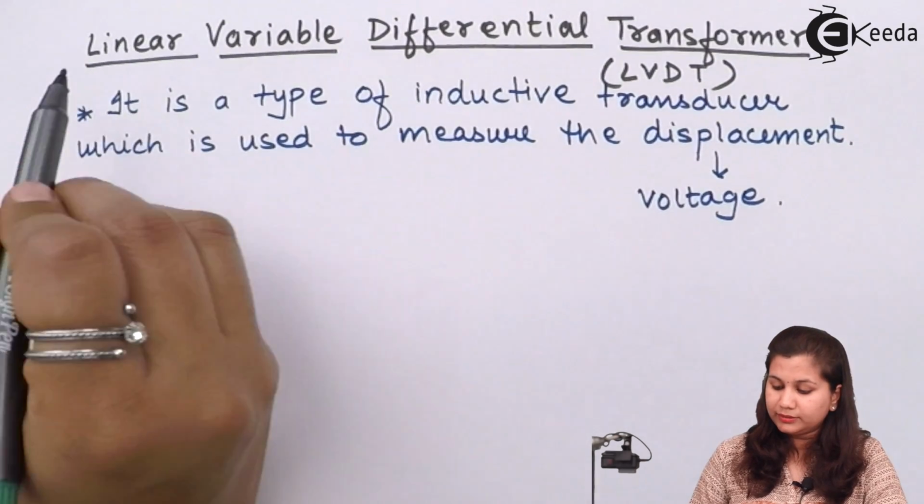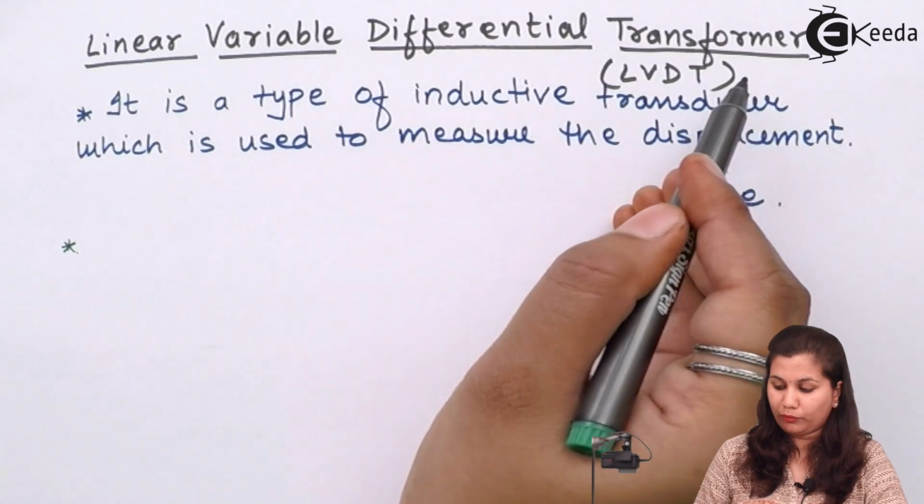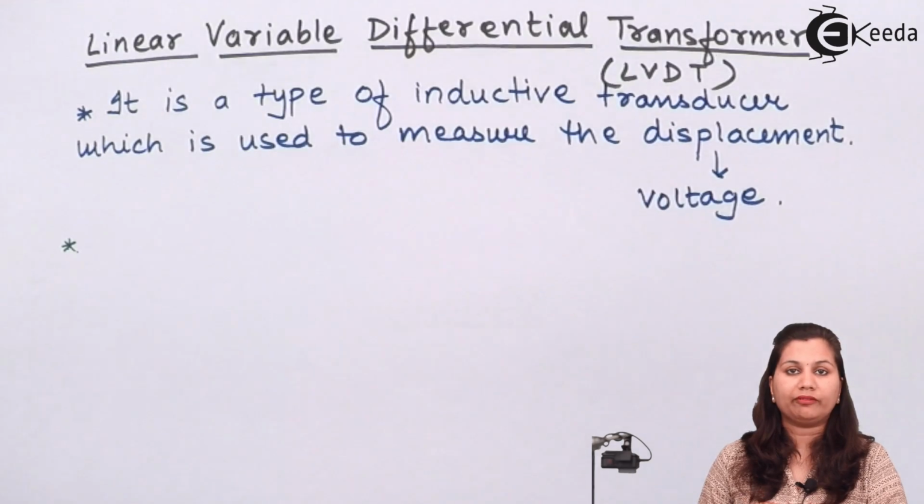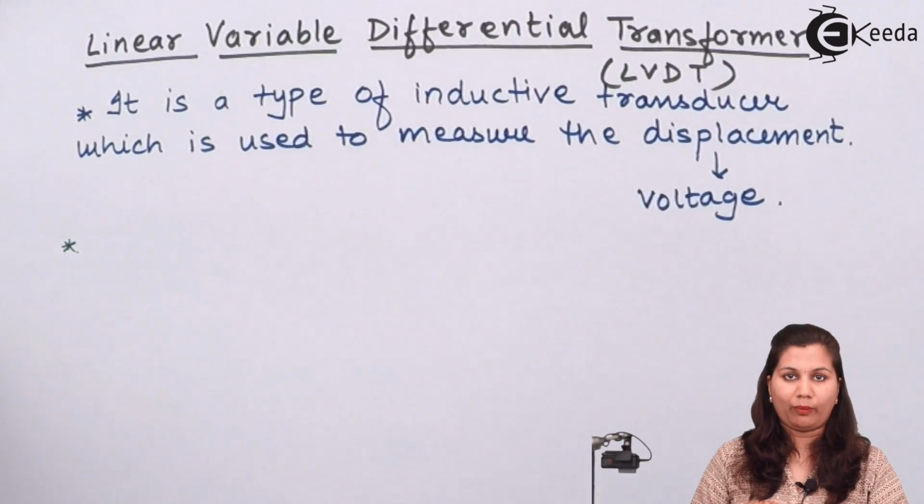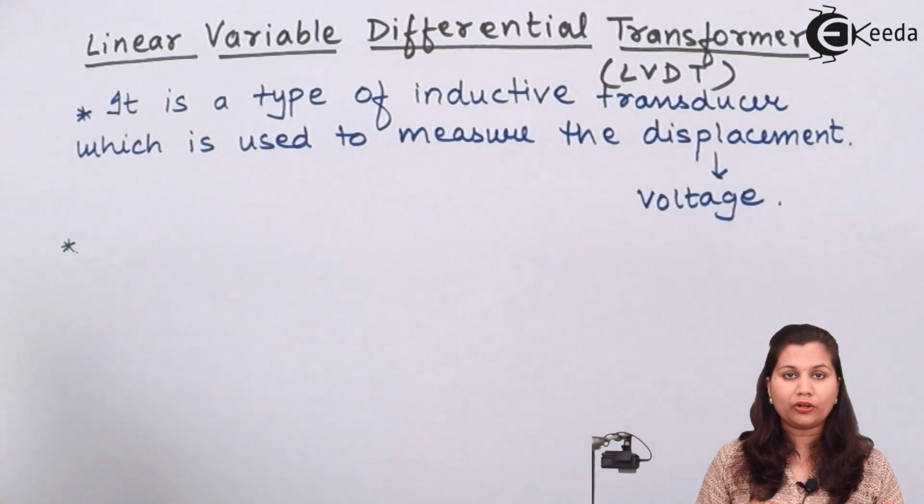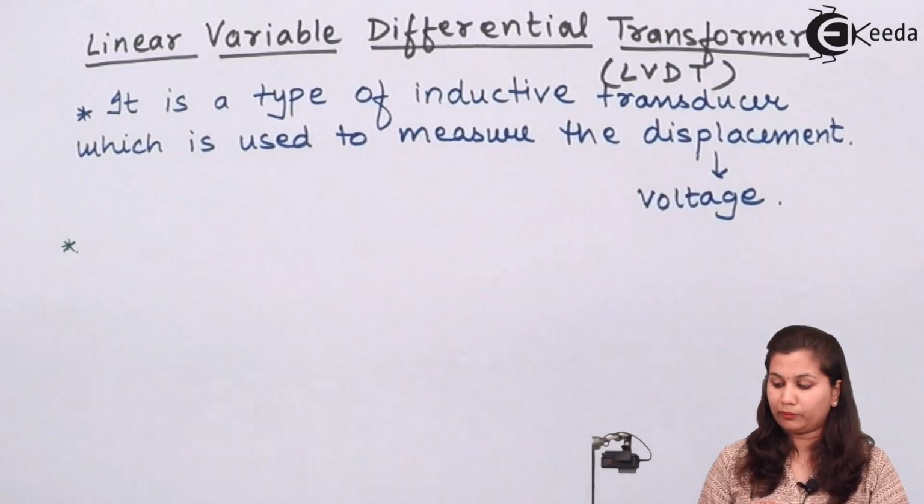Now it is named the linear variable differential transformer. It is called a transformer because in this LVDT we have two types of windings, primary winding and secondary winding, just like the windings present in a transformer. So here also we have the two types of windings, primary and secondary. That is why it is called a transformer.